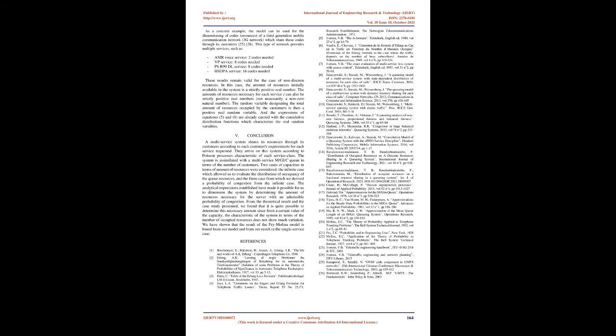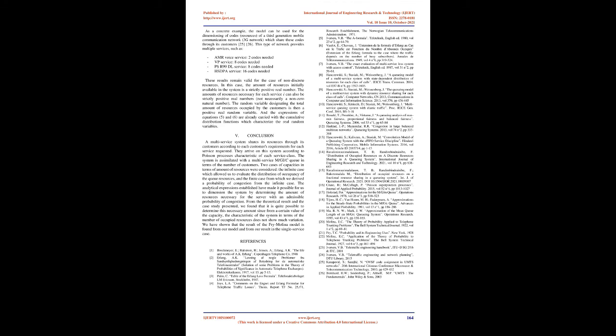As a concrete example, the model can be used for the dimensioning of codes, resources, of a third-generation mobile communication network, 3G network, which share these codes through its customers. This type of network provides multiple services. These results remain valid for the case of non-discrete resources. In this case, the amount of resources initially available in the system is a strictly positive real number. The amounts of resources necessary for each service i can also be strictly positive real numbers, not necessarily a non-zero natural number. The random variable designating the total amount of resources occupied by the customers is then a positive real random variable. And the expressions of equations 5 and 6 are already carried with the cumulative distribution functions which characterize the real random variables.